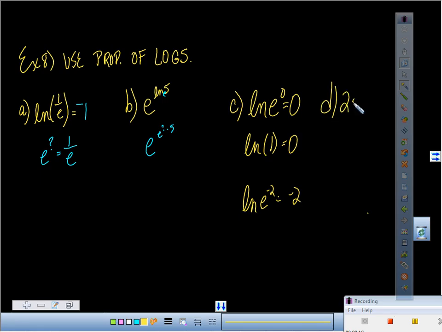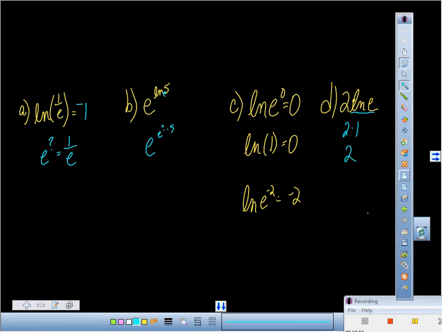This one looks like this. 2 ln of e. This one's kind of a process one. It's using properties, but you have to do something. ln of e is what? 1. So what's 2 times 1? So that's what your answer is. Okay? Is it always that number up front? Because ln of e is 1. E to the what power is e? 1.